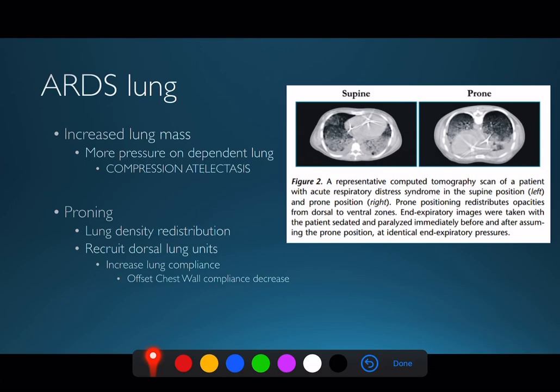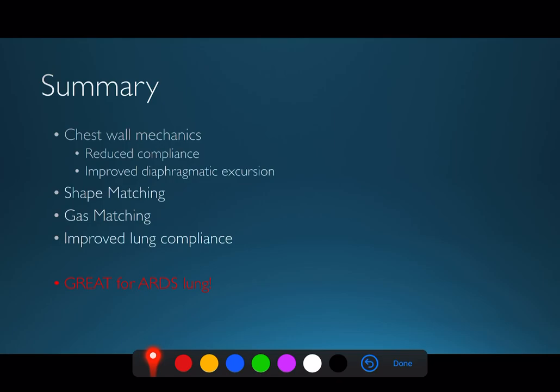So in summary, what I hope I've shown you is that the chest wall mechanics do change. You might get some improvement in diaphragmatic excursion, but certainly you're going to get a reduction in the chest wall compliance. However, by a combination of shape matching, this is the theory of putting a conical lung in to try and fill up a barrel-shaped chest wall, you're going to stretch open the apices of that conical lung, and so maintain the alveolar opening of those at the top. You're going to get better gas matching, i.e. VQ matching. If the blood flow stays the same in the lungs, then by having more alveoli open, you've just got more space for the oxygenation and CO2 removal.